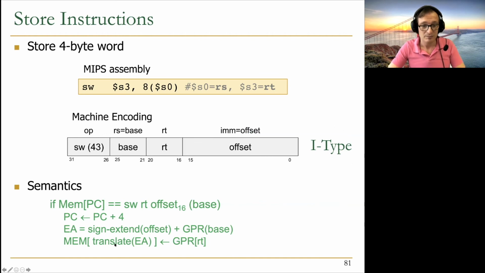Okay. So to be able to do the store, essentially we need to do very similar things. PC plus 4, of course, every instruction does it almost. And then we calculate the effective address exactly the same way we calculate it for the load. But instead of writing to a general purpose register, we reverse this. We write it to memory at the effective address from the general purpose register specified by RT. Okay. So to be able to do that, what do we do?